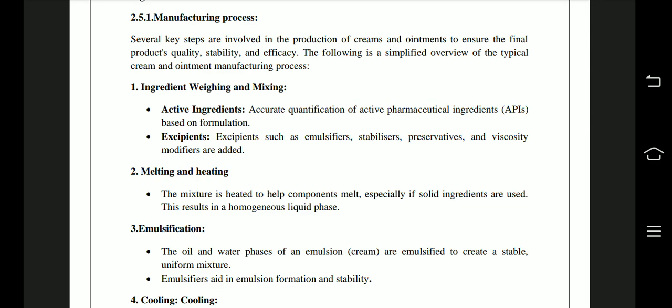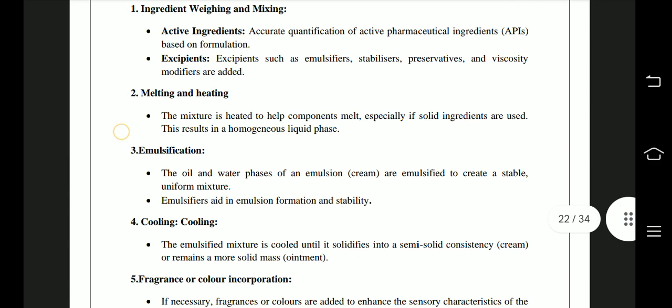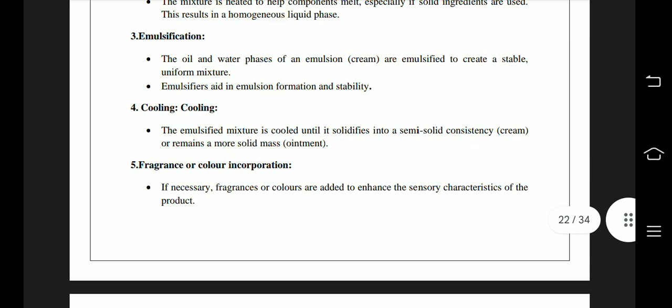The third one is emulsification. The oil and water phases of an emulsion are emulsified to create a stable, uniform mixture. Emulsifiers aid in emulsion formation and stability. The fourth one is cooling. The emulsified mixture is cooled until it solidifies into a semi-solid consistency or remains a more solid mass.